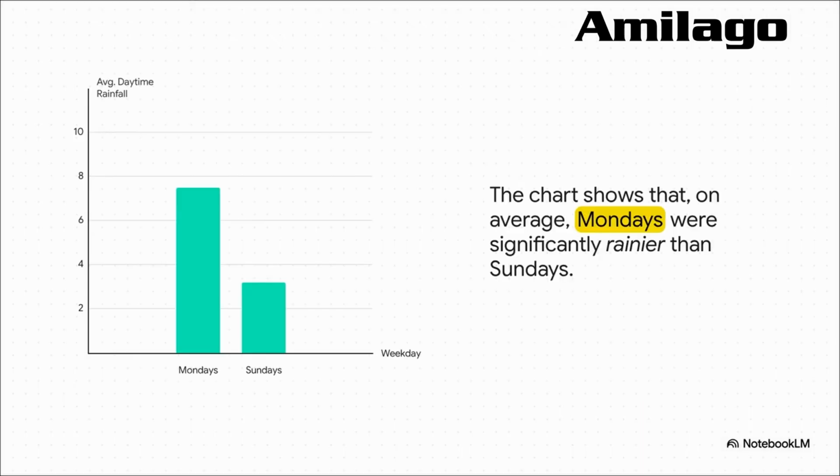And this chart just lays it all out crystal clear. You can see that on average, Mondays were way rainier. But the analysis also uncovered something really important. That average was heavily skewed by some really intense rain on Mondays in June and August. In other months, like May and July, the pattern was actually different. That's the kind of detail you can only find when you really dig in.